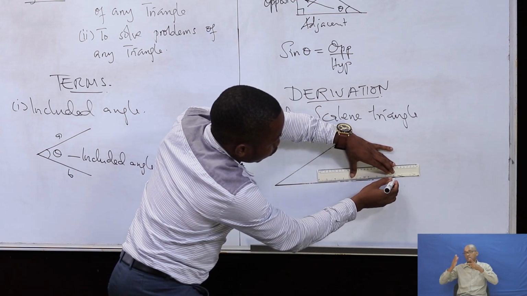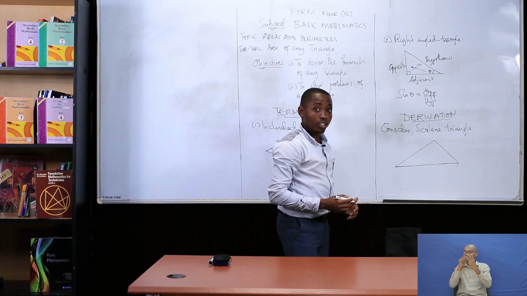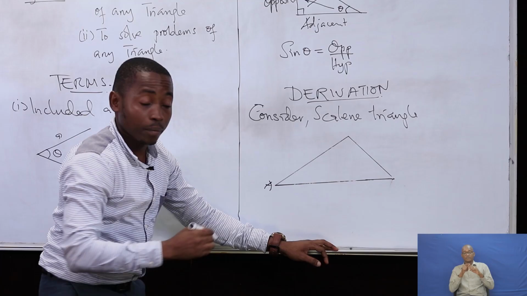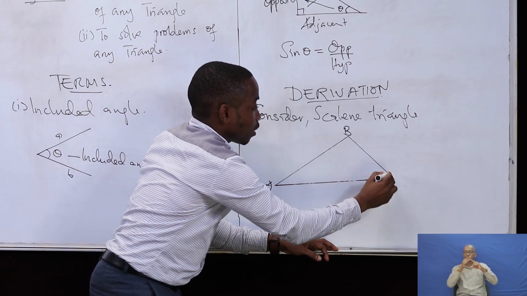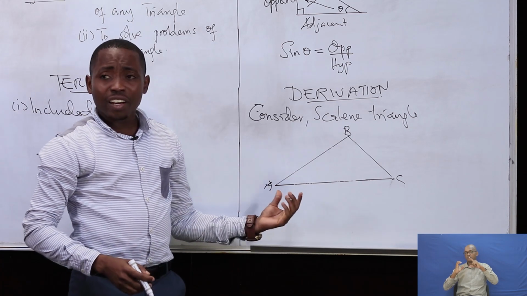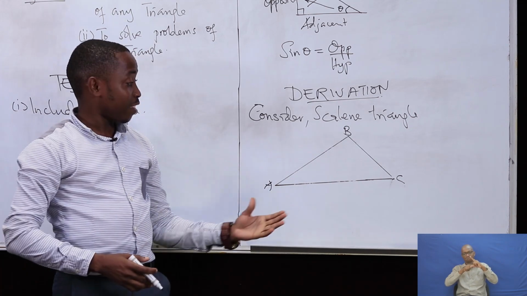Once we observe these three sides, we find that all of them are not equal. This angle, let's say we call it A. The second one is B, and this one is C. Once we need to find the area of this one, it seems very difficult to find the area for this one.